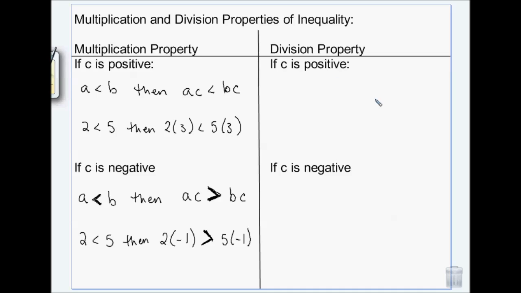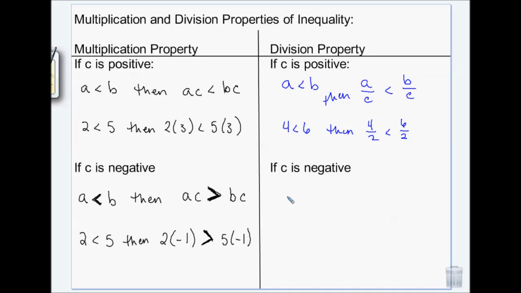It's the same thing with division. If A is less than B and I divide both sides by C and C is positive, they stay less than. 4 is less than 6. If I divide both sides by 2, I get 2 is less than 3. That's true.